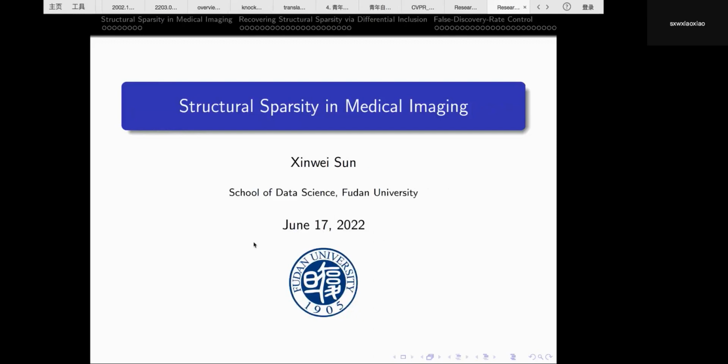In the previous talk, Professor Yuan Yao introduced a theorem of differential inclusion for structural sparsity problem. In this tutorial, I will introduce some details and how they can be applied in the medical imaging field. I will take the Alzheimer disease as an example.